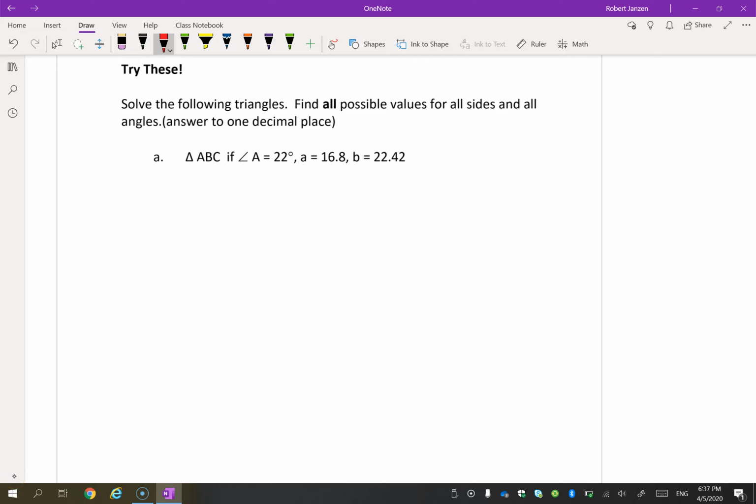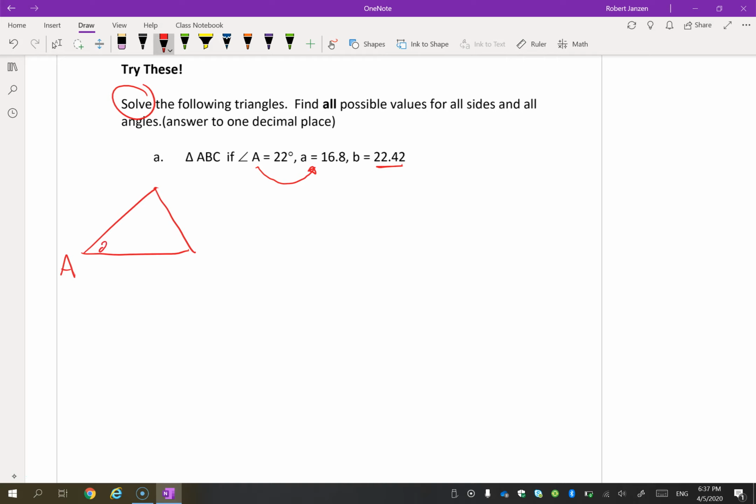Okay, so you're supposed to try these. It asks you to solve the triangles. So let's first decide if this is ambiguous. The side across from the angle, is it smaller than the other given side? Yes. So this is ambiguous. We're either going to have 0, 1, or 2 triangles. Let's take a look at what would happen.